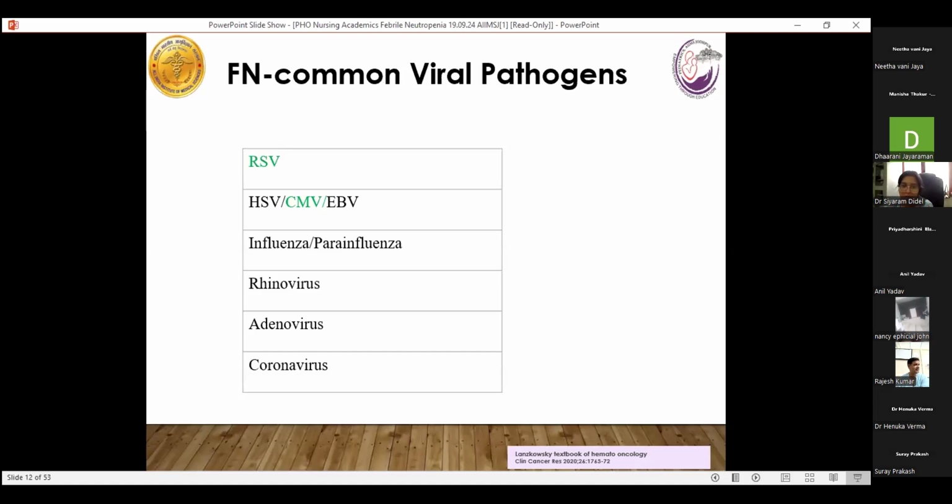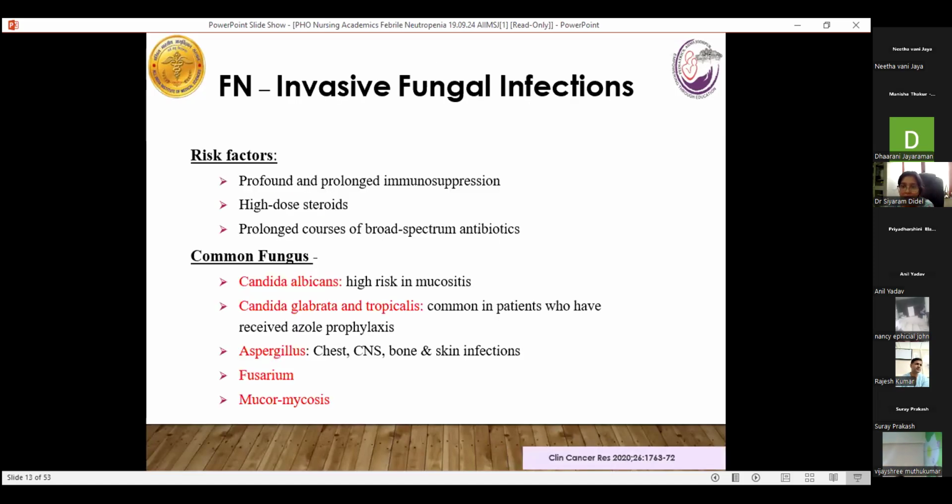In viral pathogens, respiratory syncytial virus and CMV are most commonly implicated. And other than that, we have HSV, Epstein-Barr virus, influenza, parainfluenza, rhinoviruses, adenoviruses, coronaviruses. Now, other than bacterial and viral, we have invasive fungal infections. But for invasive fungal infections, we have certain risk factors. These risk factors could be profound and prolonged immunosuppression, if the child is on high-dose steroids, or prolonged courses of broad-spectrum antibiotics have been received by the patient previously.